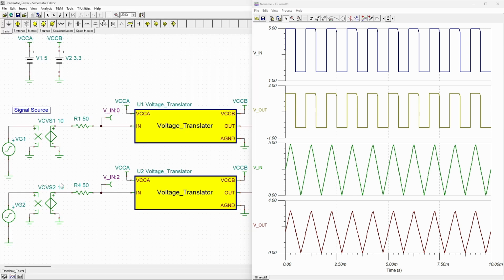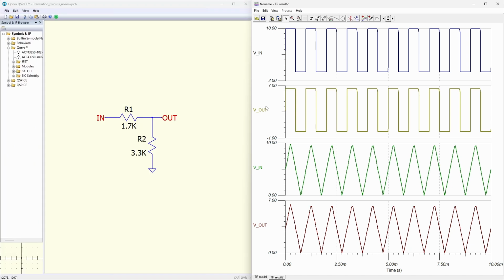If I just change the input voltage to 10 volts, we can see one of the main problems with a voltage divider input. And there you can see that we're no longer outputting 3.3 volts. We've increased to 6.6 volts, which is of course what we would expect to see if we double the input voltage on a voltage divider.